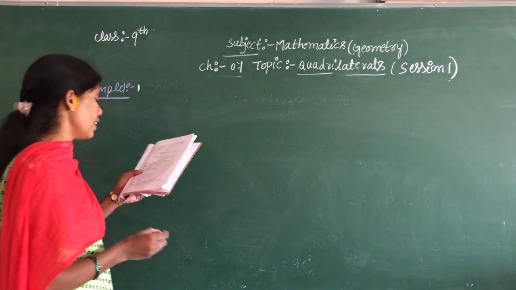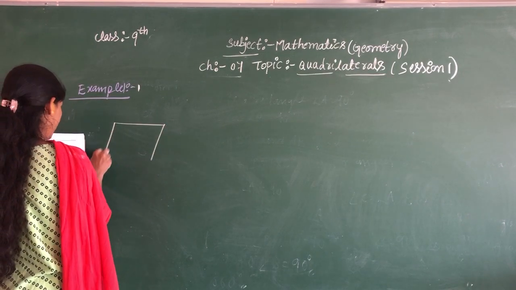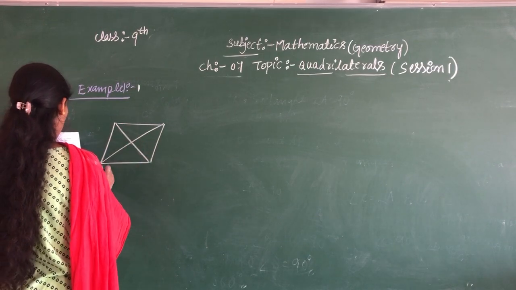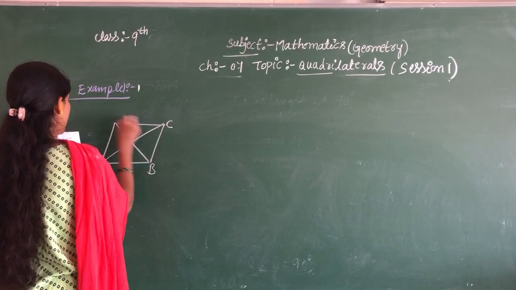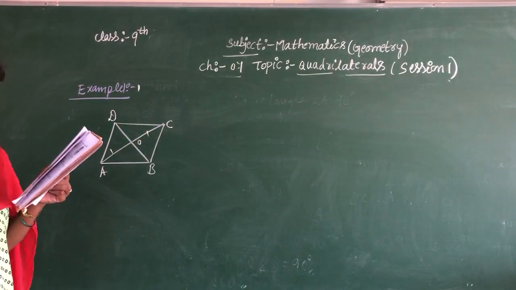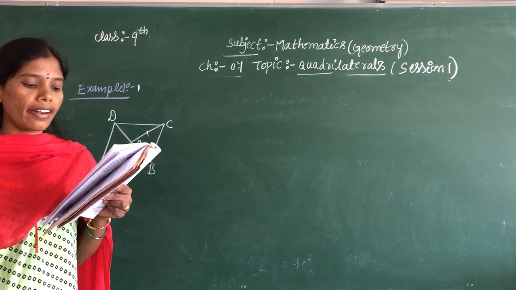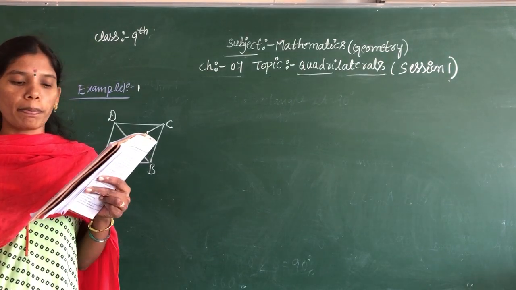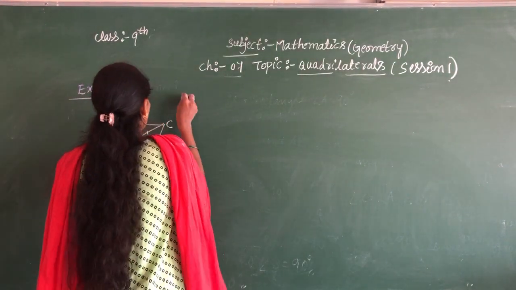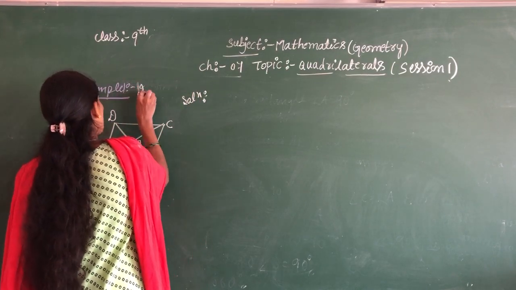Now next we should draw that one quadrilateral, ABCD. This and this are equal. So in the solution, again I will say that question: show that the diagonals of a rhombus are perpendicular to each other. Okay children, so in this solution, this is example 2 problem.